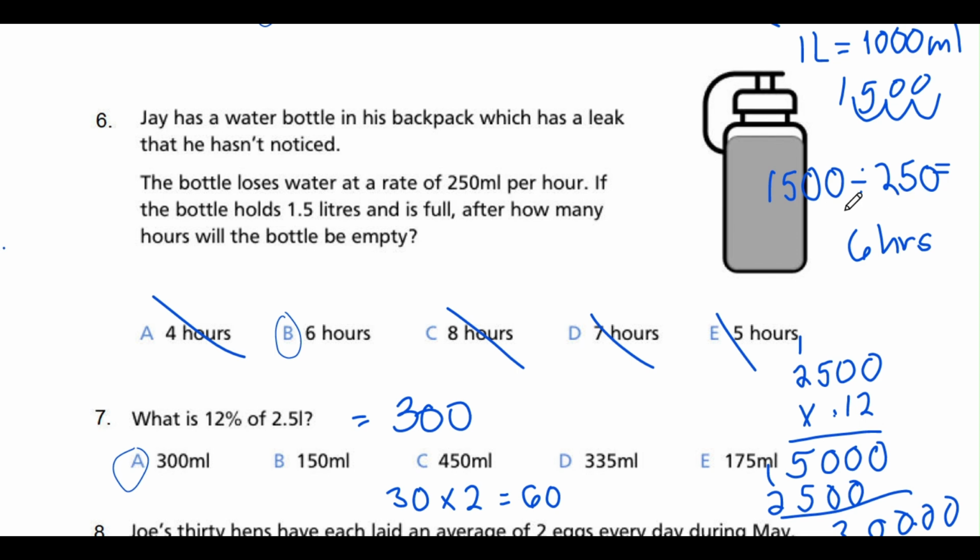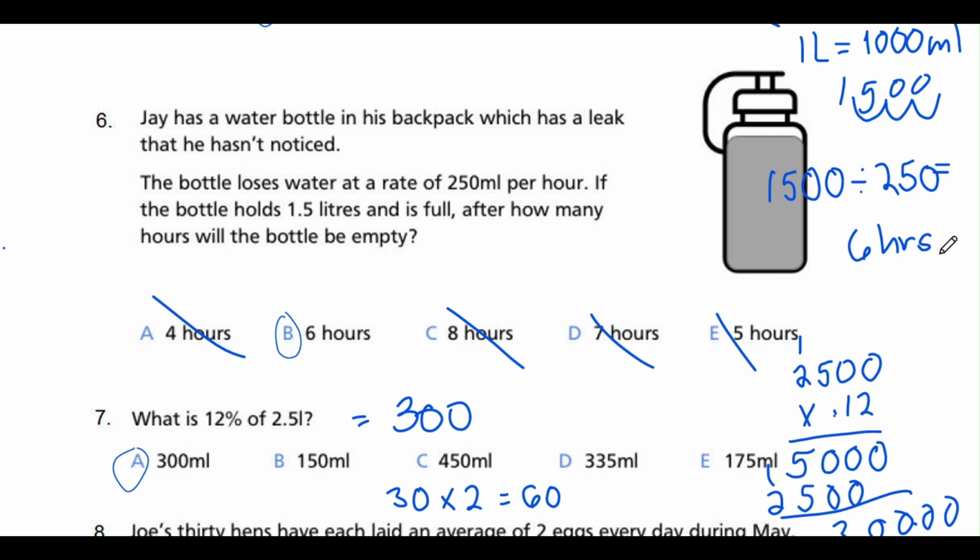To simplify, you can think, how many 250s are in 1,500? We know there are 4 250s in 1,000. There are 2 250s in the remaining 500. 4 plus 2 equals 6. So it will take 6 hours for the bottle to empty.